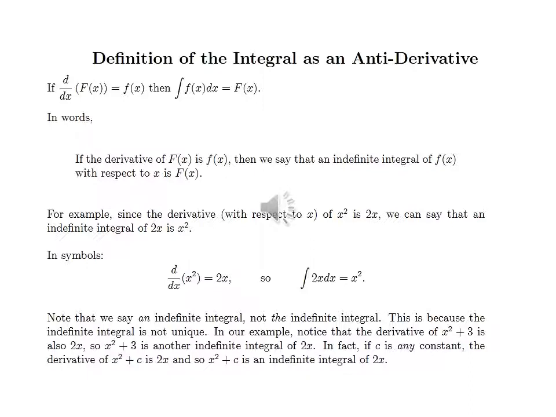For example, since the derivative with respect to x of x squared is 2x, we can say that an indefinite integral of 2x is x to the power 2. In symbols, d over dx of x to the power 2 equals 2x. So the integral of 2x dx equals x to the power 2. Note that we say an indefinite integral, not the indefinite integral.